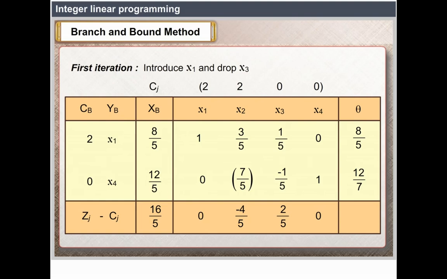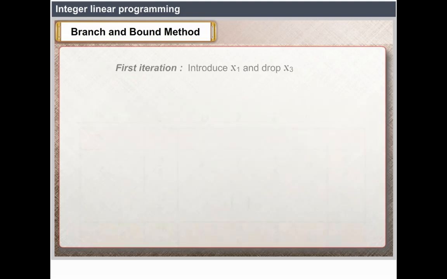Then we have to mark 7 by 5. That is the key element. That is the pivot element. That is the pivot column.